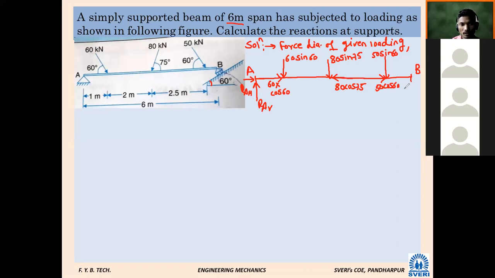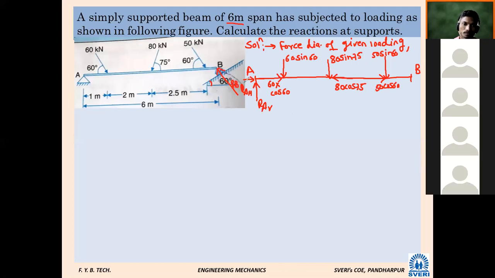RB is the inclined one. So that reaction, in the figure I am showing, will go something like this. What will be the angle made by reaction RB with the horizontal? 60 degree angle is this. So here I have shown this 60 degree is given.